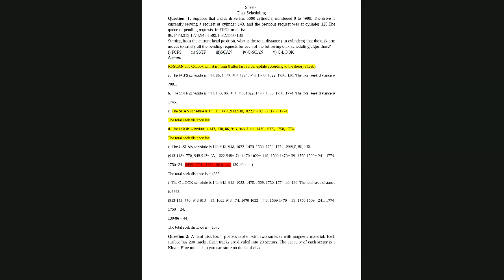So our flow will be: first we will see what is FCFS, how FCFS works, what are its problems and all. Then we will see what is shortest seek time first, how it works. Then we'll go for scan algorithm and then circular scan. Then we will go for the look algorithm, and then the CLOOK algorithm.